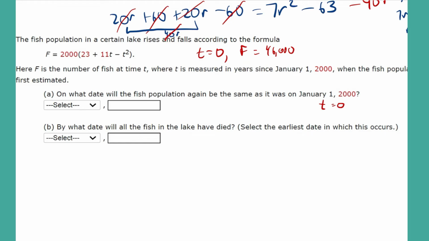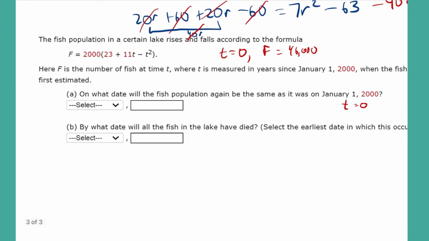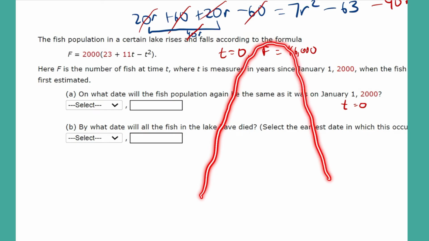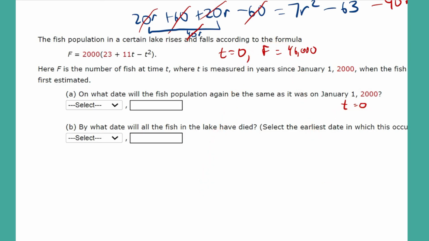So we're looking for when the fish population is going to again become 46,000, because it's telling us that the number of fish is rising and falling. So it's going to rise and hit 46,000, and then it's going to go back down again. So at some point it'll be 46,000 at two different times. One time is at 0 and the other time is what we need to find. So in order to do that, you want to set the fish population equal to 46,000 and rewrite the equation as you see it up there.